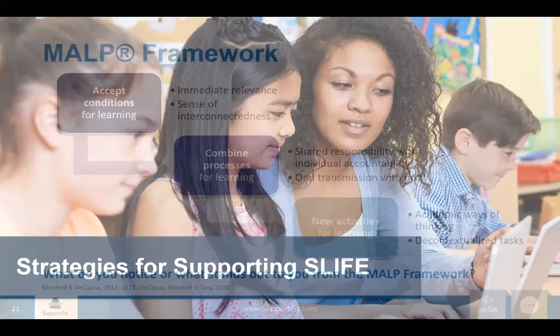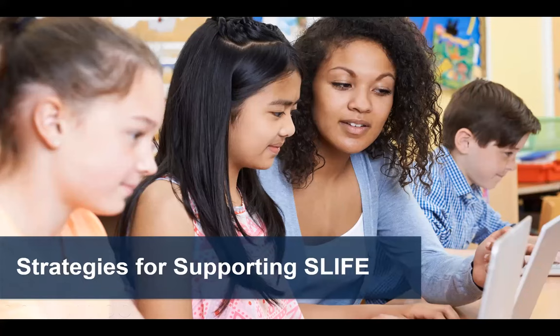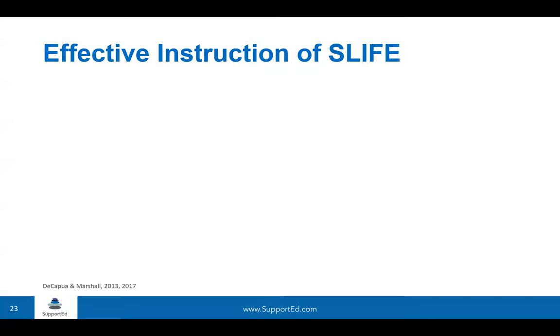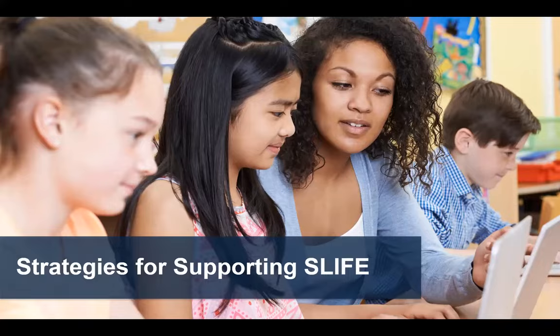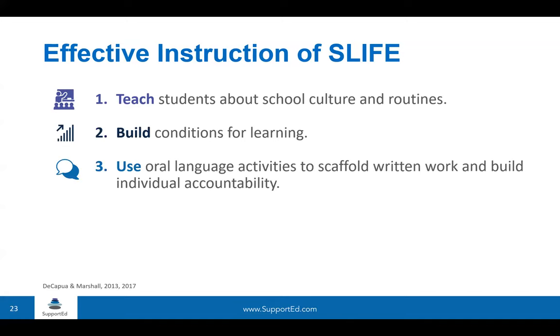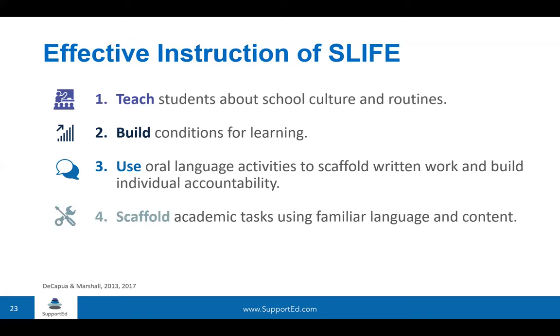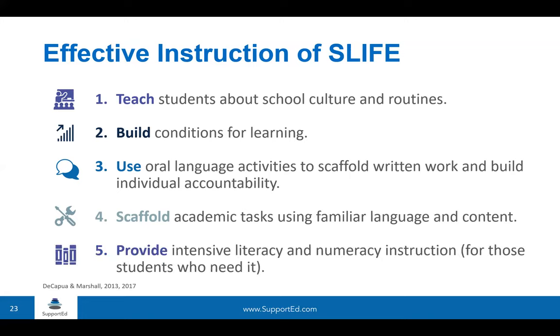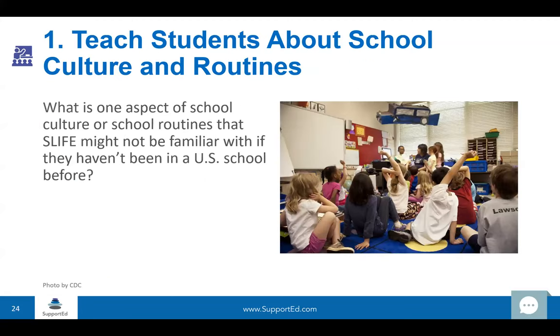All right. So now that you've had a moment to think about the framework, we'll dive a little deeper and pull out some strategies aligned to the framework. So we're going to be looking at these five components. So you can see them all here. School culture and routines, building conditions for learning, using those oral language activities and really leveraging our students' oral language skills, scaffolding, using familiar language and content, and then giving them intensive literacy and numeracy instruction for those students who would benefit from that. So let's take a look.